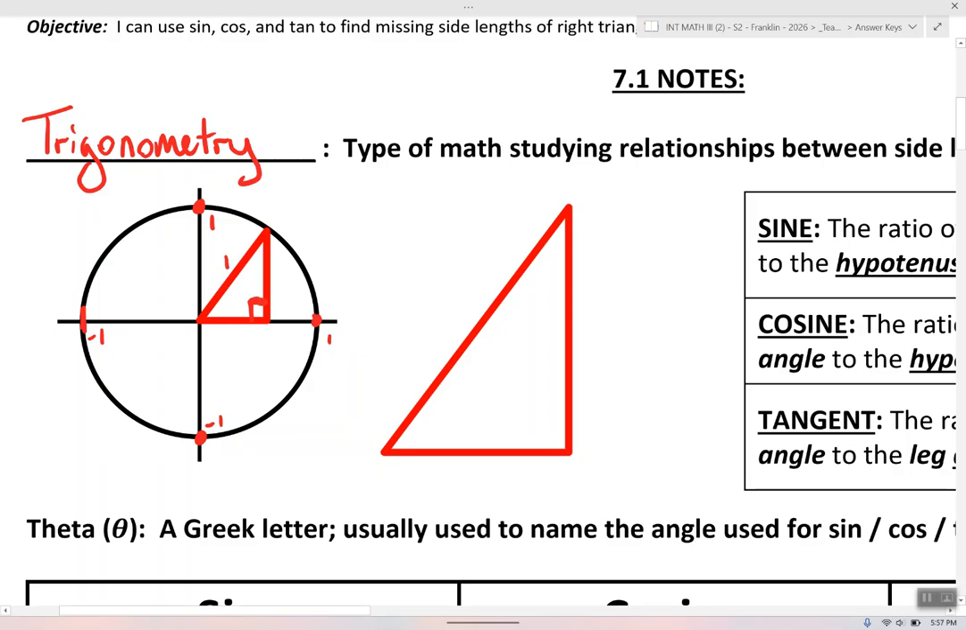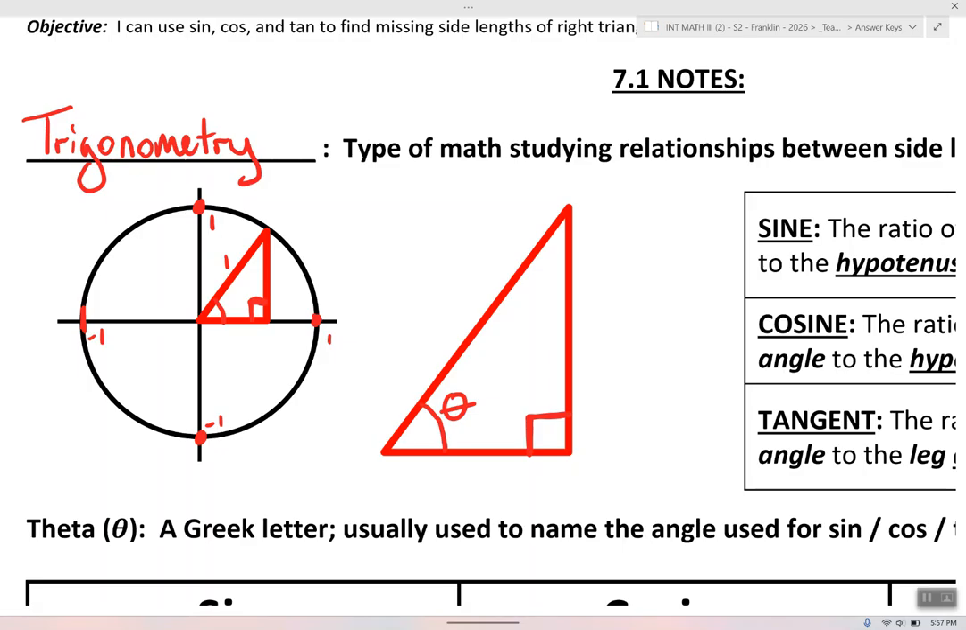Okay, so then we can look at the relationships between this angle right here, this corner angle. Here's a zoomed in version of this triangle. And we like to call that angle theta. It's a Greek letter. We'll use theta to describe that angle. It's just what's used typically in this type of math.